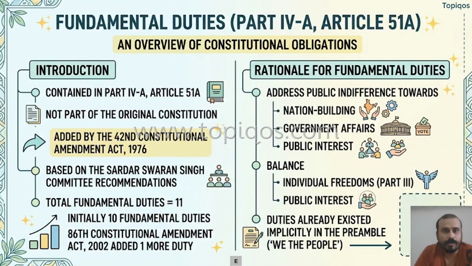We have already seen that these are contained in part 4A, article 51A. There is only one article that deals with fundamental duties. Like for fundamental rights and for fundamental principles, like DPSPs, we had a number of articles, but for this only one article is there. They were not present in the original constitution. They were added by the 42nd Constitutional Amendment Act 1976, and these are based on the Sardar Swaran Singh Committee recommendation.